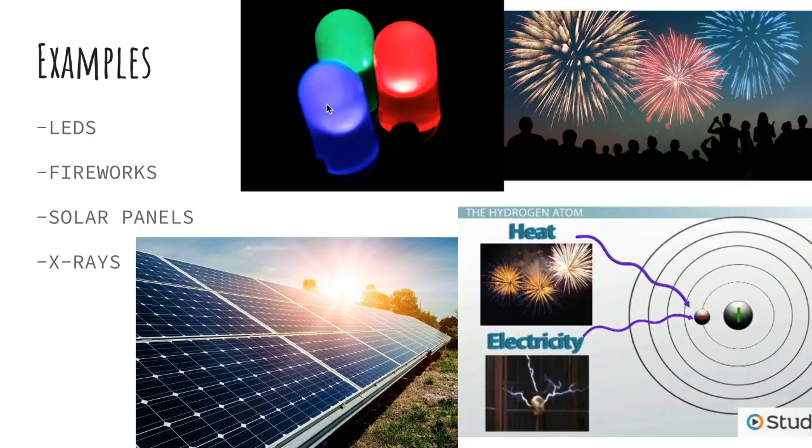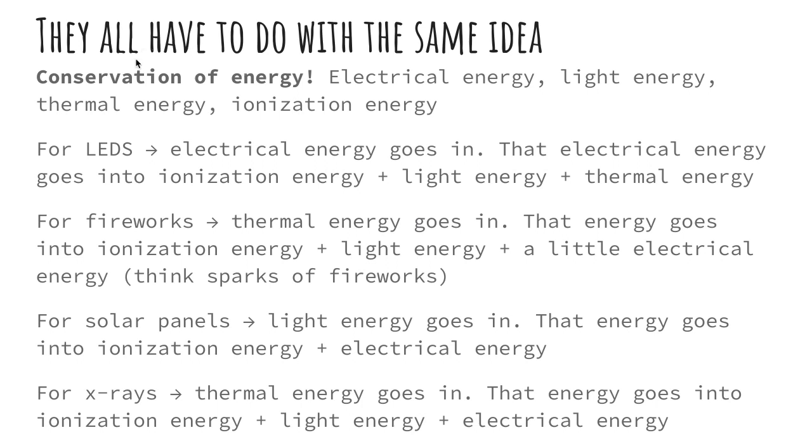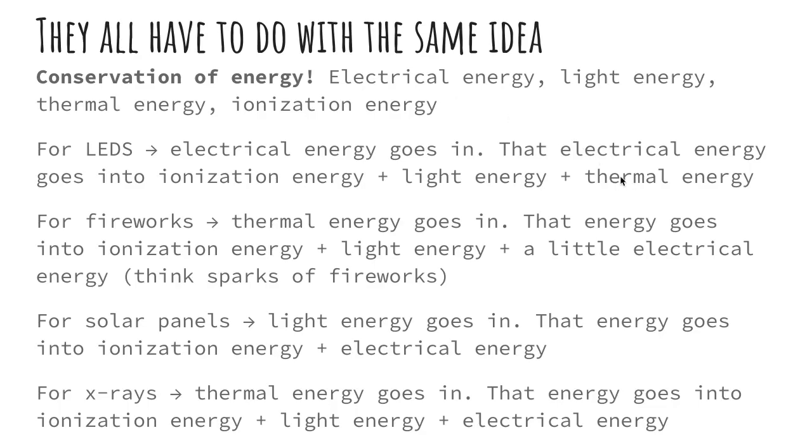So all of these from above deal with the photoelectric effect, and the photoelectric effect is basically just conservation of energy. And we're dealing with these types of energy in particular: electrical energy, light energy, thermal energy, and ionization energy. So let's go step by step. For LEDs, electrical energy goes in, and that goes into ionization energy, plus light energy, plus thermal energy. So we're putting electricity in, and we have to ionize the material, and then it produces light, obviously, and there's a little bit of thermal energy left over because it does get a little warm.